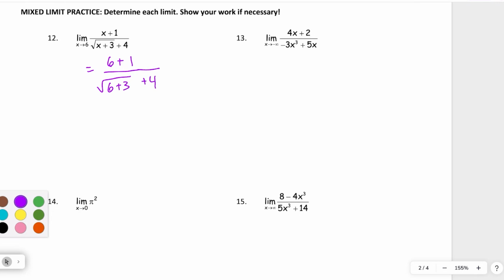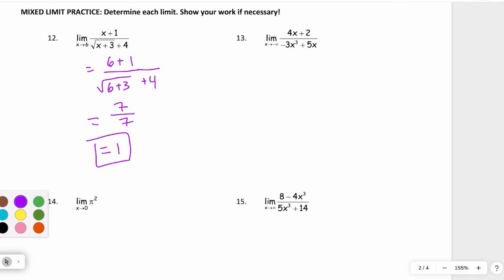I guarantee you that's going to happen to a couple of y'all too. You're just going to get so in the habit of, hey, there's going to be a hole there, when sometimes there's not a hole there. There is no removable discontinuity here. So we just get 7 over square root of 9, which is 3. 3 plus 4 is 7. So this just equals 1. That one is a lot easier than I thought at first.